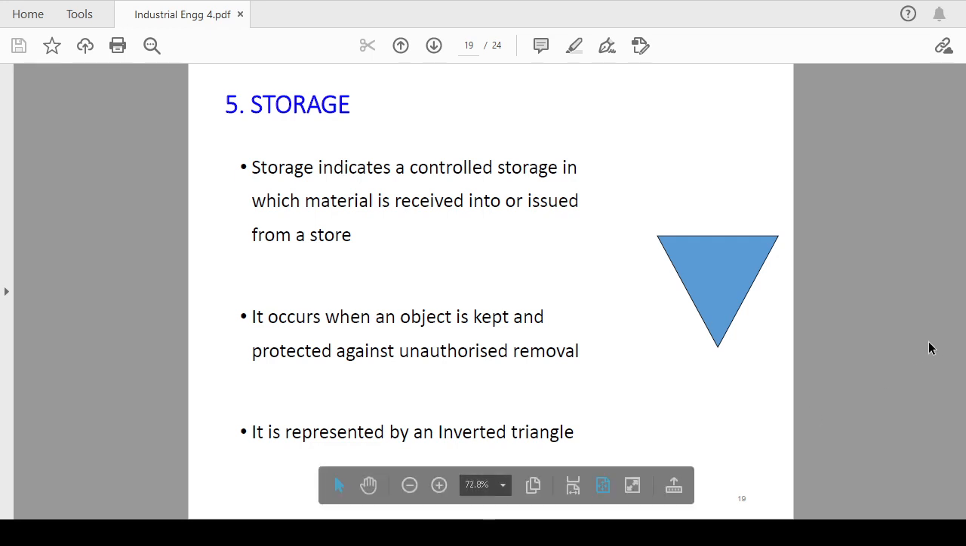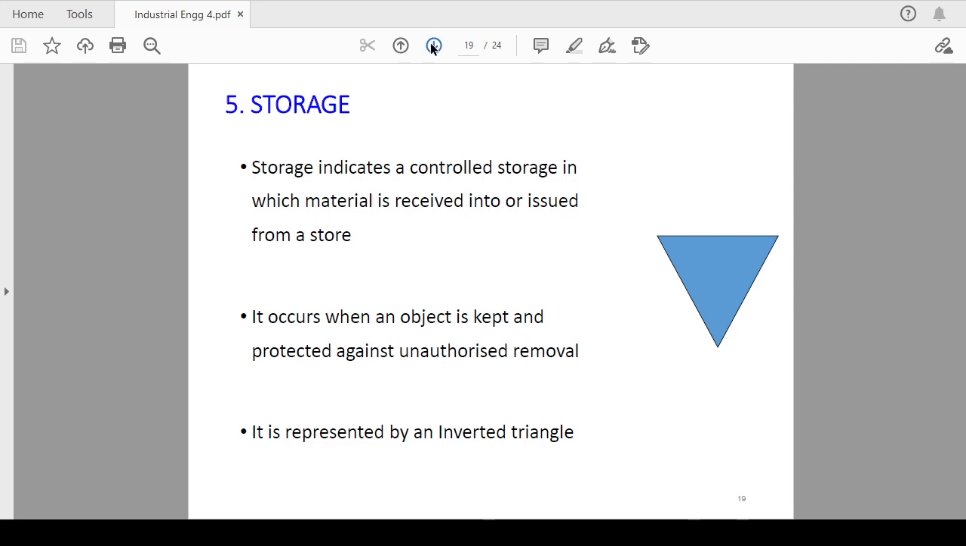So it occurs when an object is kept and protected against unauthorized removal. So that storage will be called as this inverted triangle, okay. Means any storage kind of activity during the whole process or any production system, that will be represented by an inverted triangle. Okay, so these are the 5 symbols which are used in the process charts.